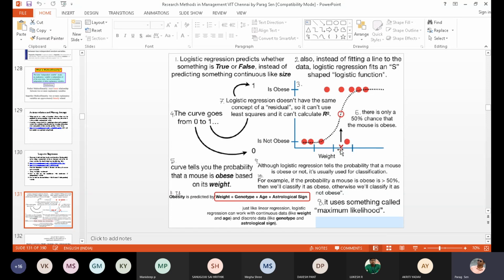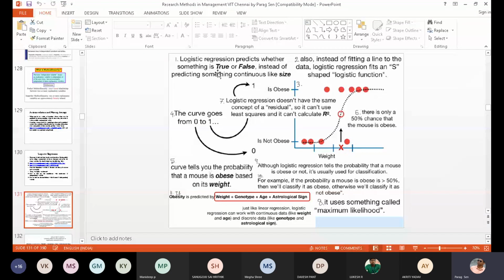You can easily understand that if you move upward vertically from here, it will cut the S curve here. If you take this y value, you can see that there is only a 50% chance that the mouse is obese. So the curve tells you the probability that a mouse is obese based on its weight.